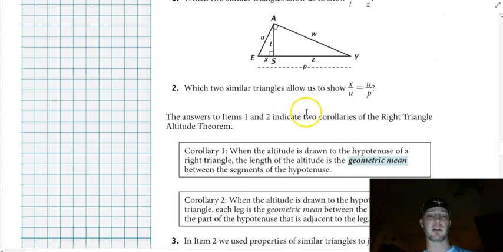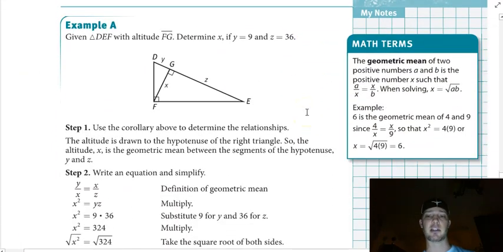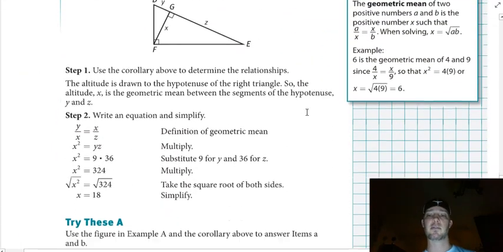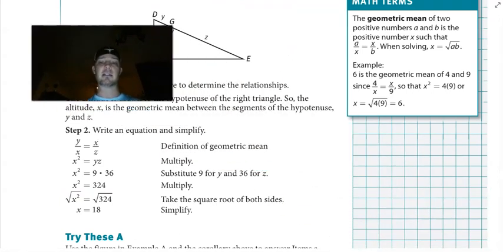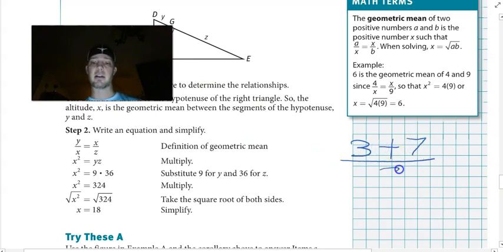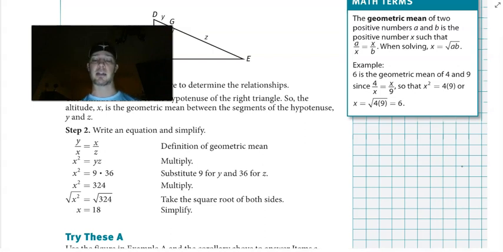There's a problem here we're going to skip. We're going to first focus on what a geometric mean is. Most of you are probably familiar with what an algebraic mean is. If I take two numbers like 3 plus 7, add them together and divide by 2, I would get 5. So I averaged 3 and 7. That's halfway between 3 and 7. That's an arithmetic mean.